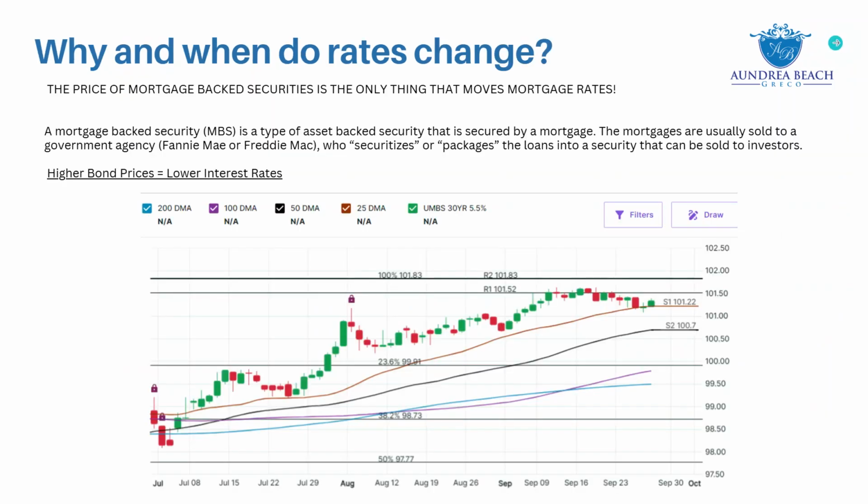So, why and when do rates change then? The price of mortgage-backed securities is the only thing that moves interest rates. A mortgage-backed security is a type of asset-backed security that is securitized by a mortgage. Mortgages are sold to government agencies like Fannie Mae or Freddie Mac, and they securitize and package these loans so they can be sold to investors. So, the fancy language is that mortgage rates have an inverse relationship to bond prices.